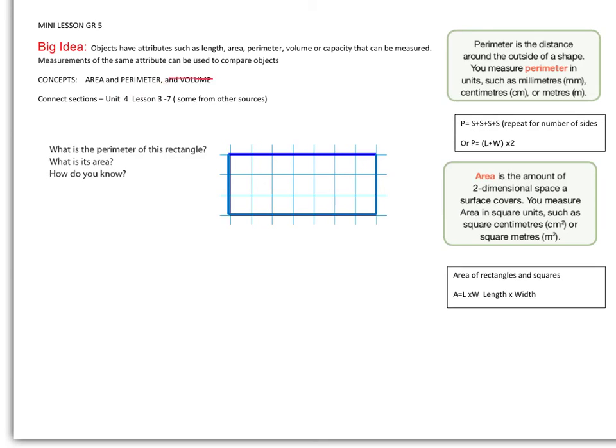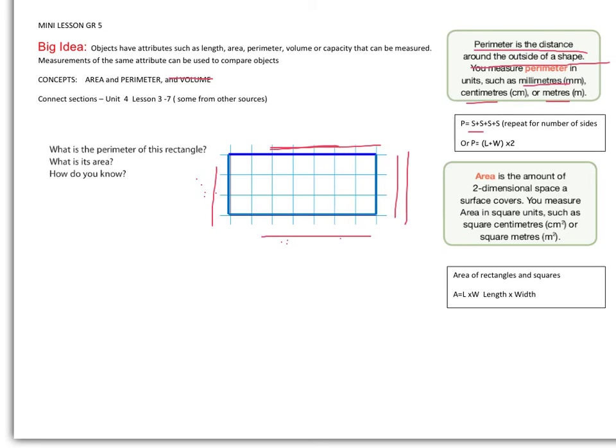So again, reviewing what area and perimeter are, remember that perimeter is the distance around the outside of the shape. It is measured in units such as millimeters, centimeters, and meters. If you wanted to, you could look at it as a formula, and you would be measuring perimeter equals side 1 plus side 2 plus side 3 plus side 4. Or you can look at it as length plus width, multiplying that by 2, because there's another one, and that would get you your perimeter as well.